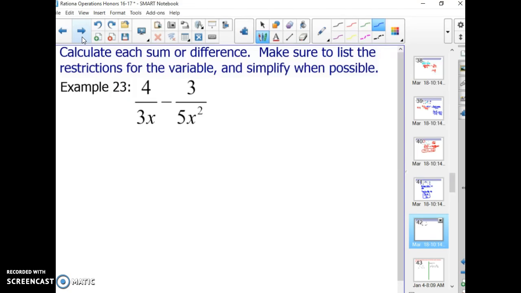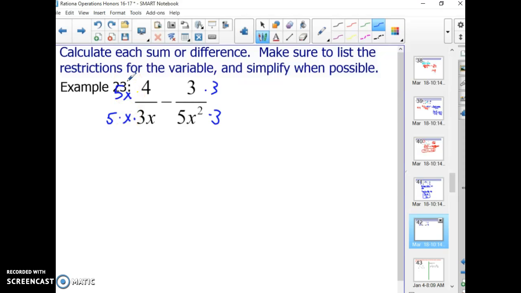So in this one, I have a 3x minus a 3 over 5x squared. This has an x squared, so I need another x on this one. Just setting myself up. So now they both have an x squared. If this is a 3, this side needs a 3. If this has a 5, this side needs a 5. Right? So if I have an x on the bottom, I got to do the same thing top and bottom.